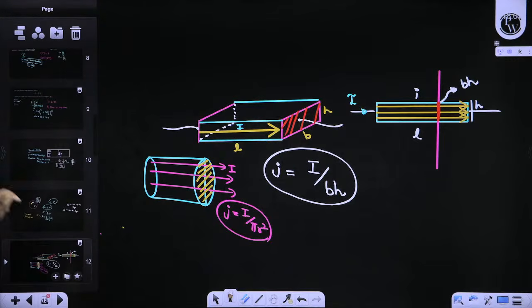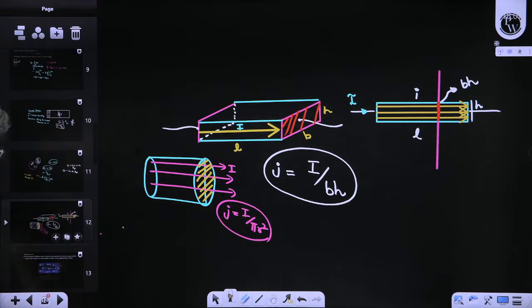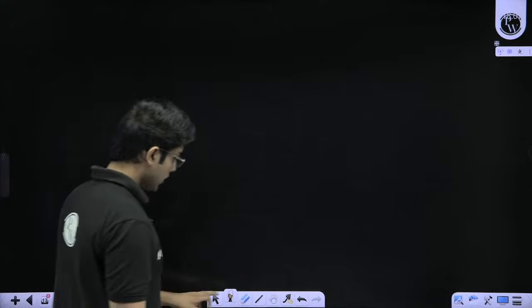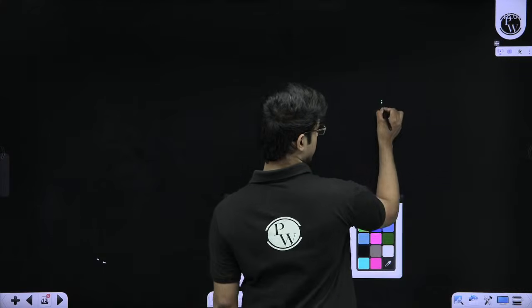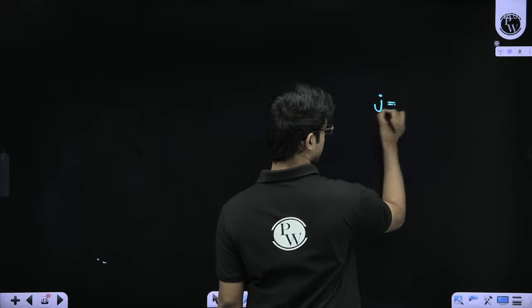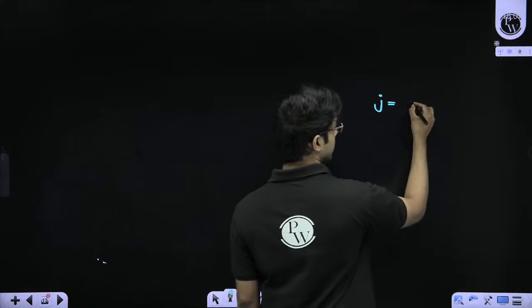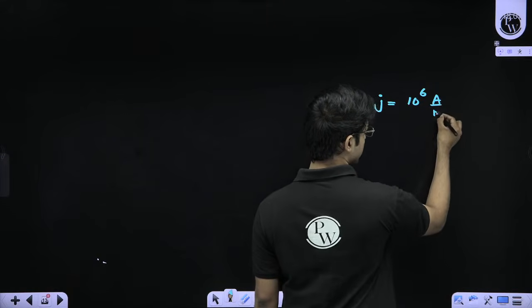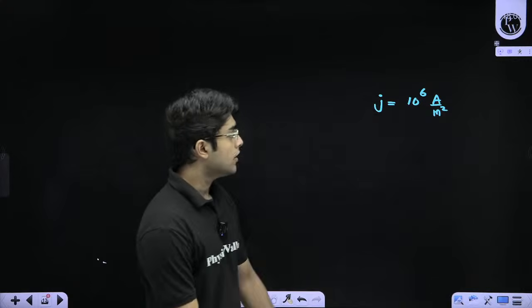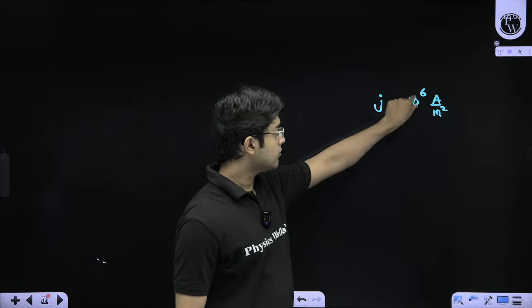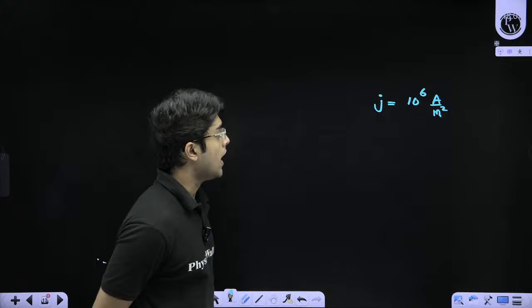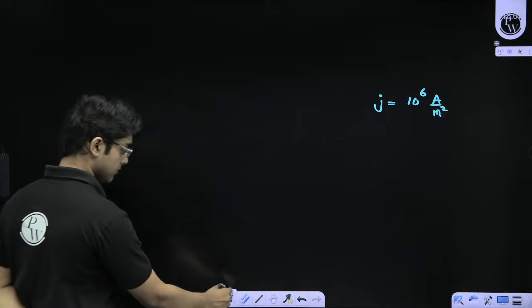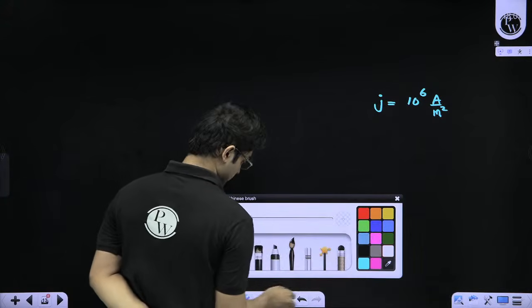Now, so that was about current density. Now there can be a different question that can be asked from here. They can give you current density. Okay, current per unit area they can give. Let's say it is equal to 10 raised to 6. Unit is amperes per meter square. Okay, this means in 1 meter square area, we have 10 raised to 6 ampere current.